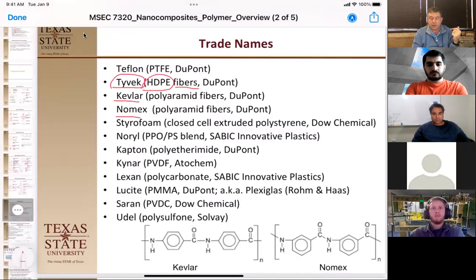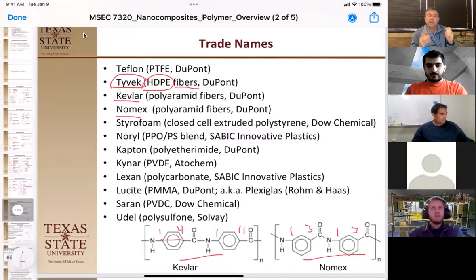Kevlar and Nomex are two aromatic polyamides. And the difference is one is 100% 1,4, and the other one is 100% 1,3 in their position. And so they process differently and they're used differently. Kevlar has a much higher tensile strength. Nomex actually works better as an anti-flame fiber. So Kevlar and Nomex, even though they look very, very similar, they actually have two different uses, and they are typically used as fibers. Both are again from DuPont.